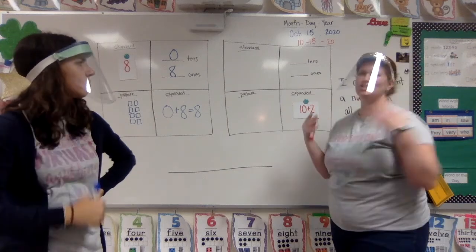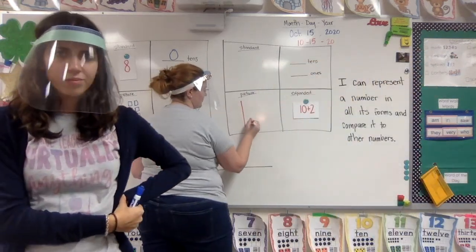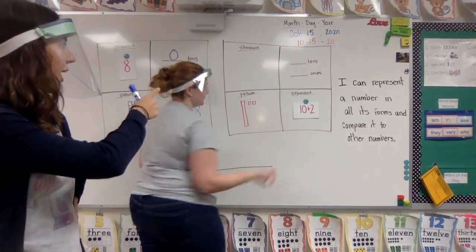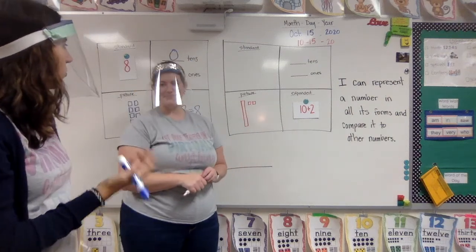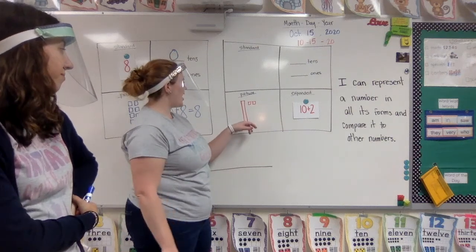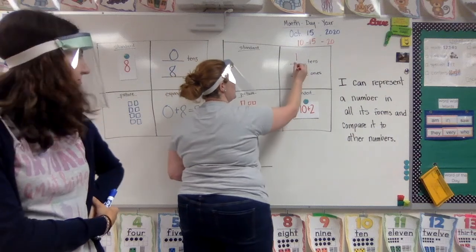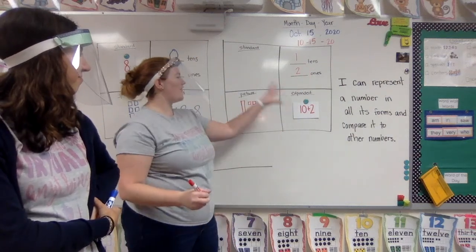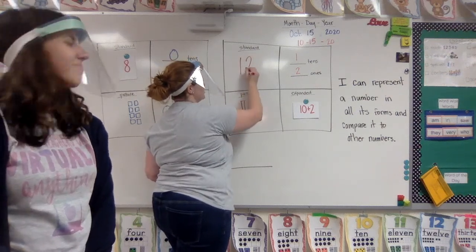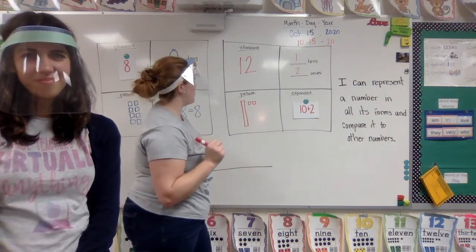Well, 10 plus 2, I could do my picture form. I have 10 and 2. Oh, Miss Lime, I love how you didn't draw 10 blocks. You just drew one 10 block because that one's worth 10. So I used one 10 and 2 ones. And I know that if I put that all together, my standard form number would be 12. So this is how I'm going to represent 12 in all of its forms.